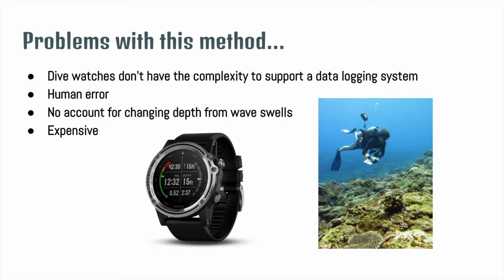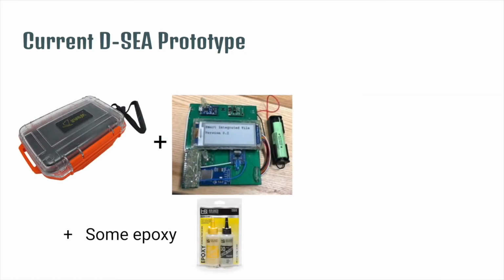Currently, divers are manually measuring depth by using dive watches, but this method is inconsistent because of variable depth readings caused by changing wave heights and human errors. To gather the data, divers have to lower the measurement device to the same level as a coral reef and log the data. To combat these problems, we created DC.